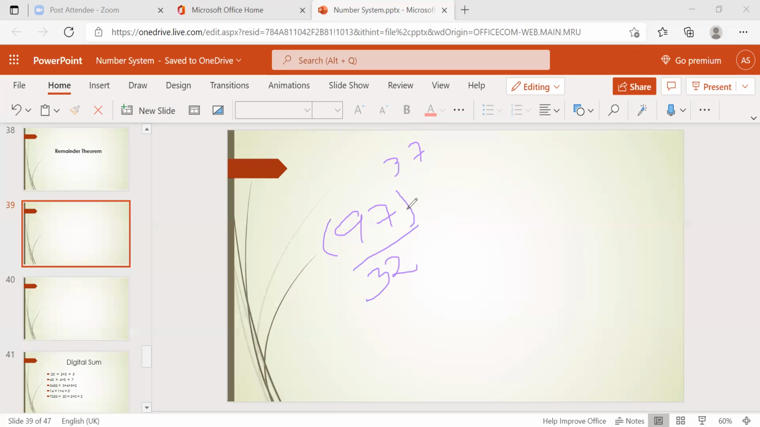Now, see, how can we write this in the form of ax plus 1? 97, we write it as a multiplication with 32. What is 32 twos? 64. What is 32 threes? 96. See, I can write 3 into 32, that is a into x, okay, plus 1.